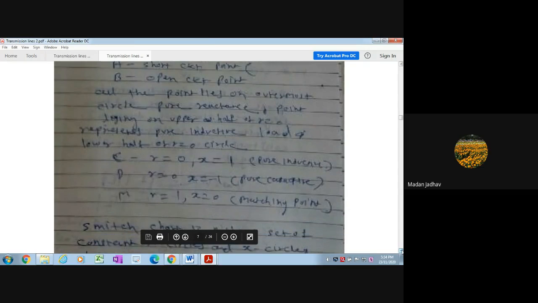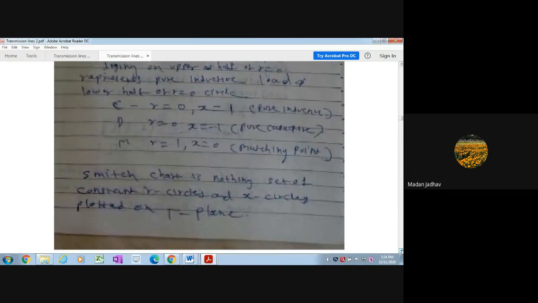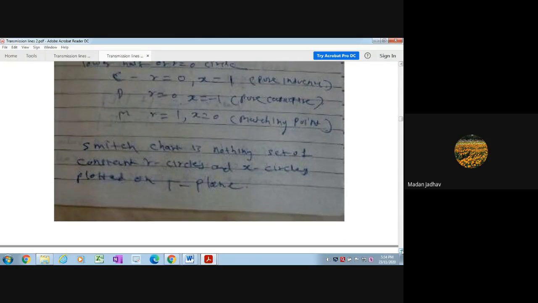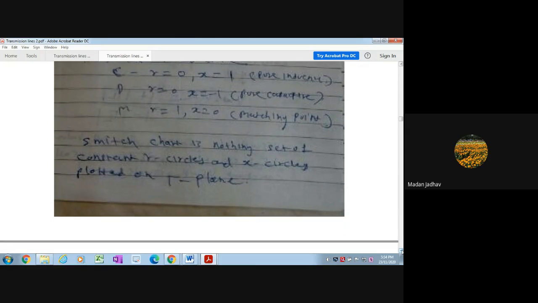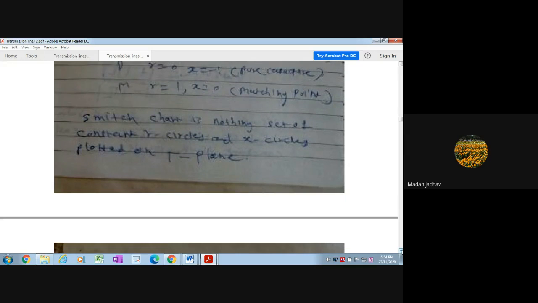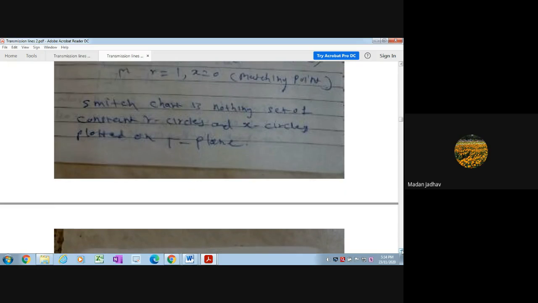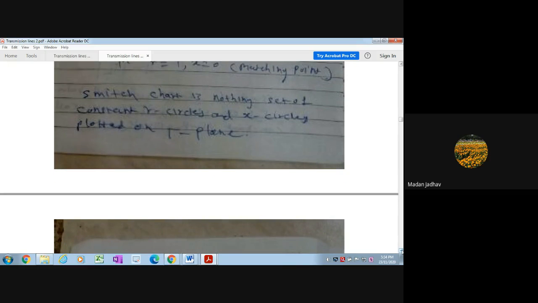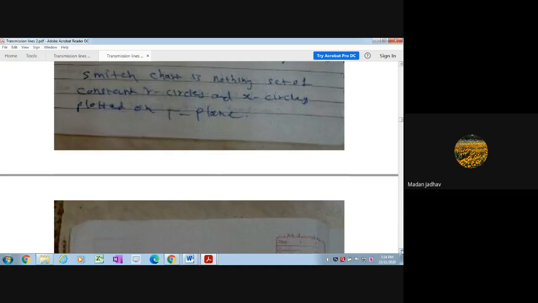Now these are some important points along the Smith chart. The Smith chart is a graphical way in which analysis of a transmission line can be done. Very quickly and simply, we can find the unknown impedance at a specific location by using the Smith chart. The Smith chart is nothing but a set of constant R circles and X circles plotted on the complex plane.